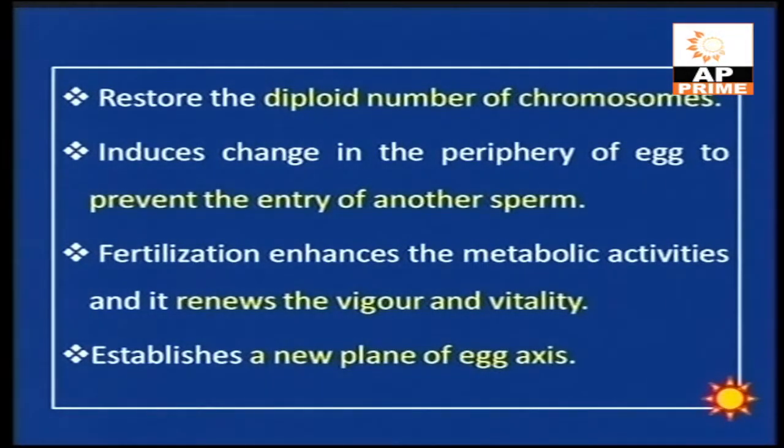Without fertilization, it is not possible to form the diploid number of chromosomes. And fertilization induces changes in the periphery of the egg to prevent the entry of another spermatozoa. As previously we discussed polyspermy, only in a few cases, that means in pathological conditions or in physiological conditions only, the egg allows more than one entry.